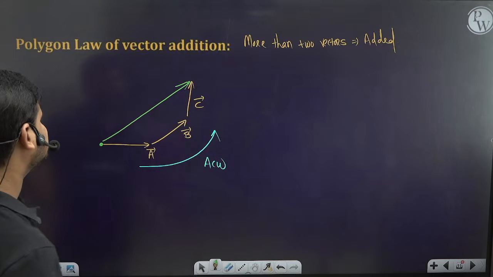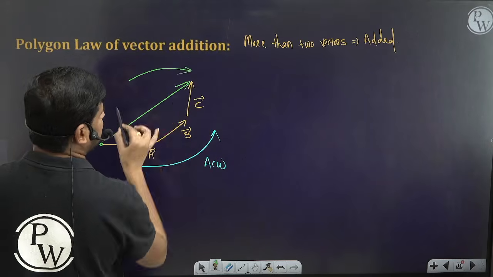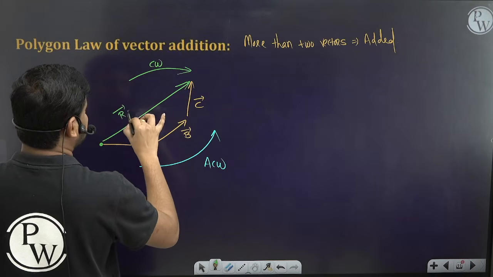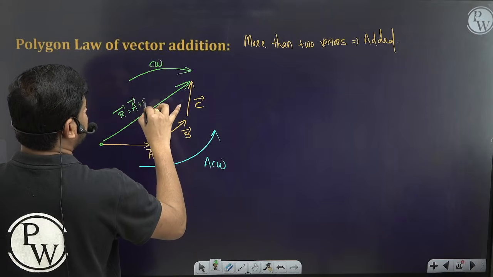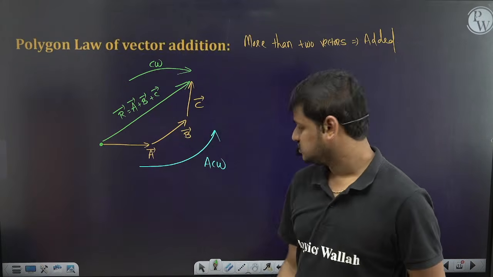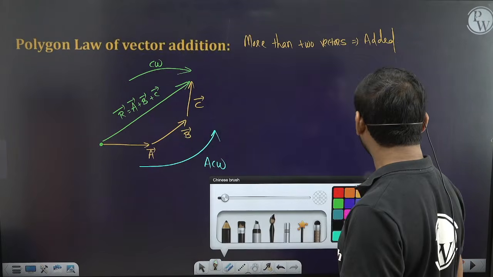Connecting the tail of the first vector to the head of the last vector. This is in the clockwise direction, the opposite direction. So this is the resultant, which is the vector A plus B plus C. Clear? Chalo. Or else, let's suppose we have some n number of vectors.